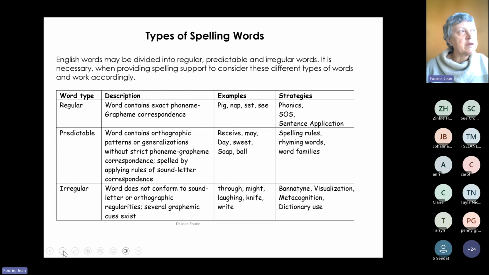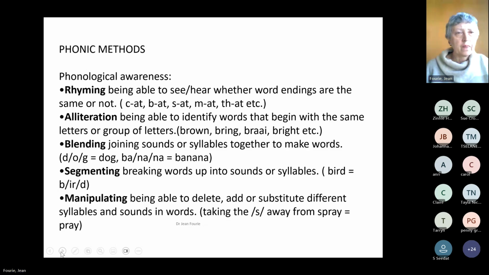So this table and all the explanations are in your unit notes. There's a PDF of notes that Dr. Liz and I have put together, and please go and have a look and download that from the unit content. It gives much more explanation of these different types of words.